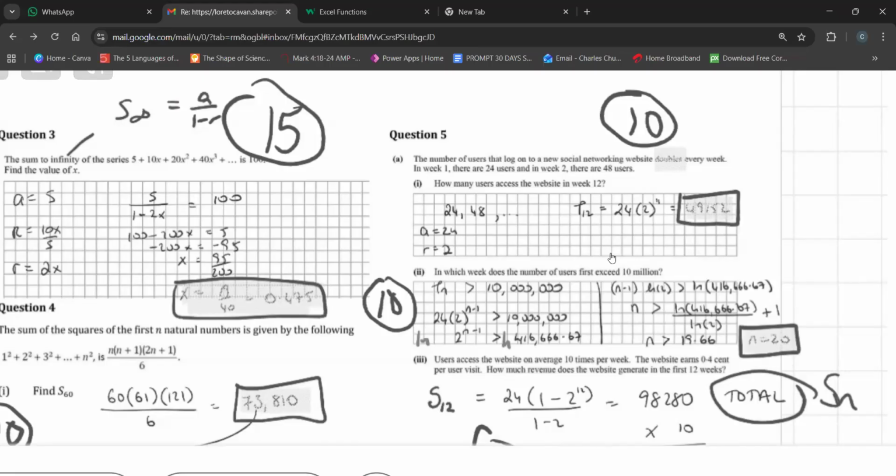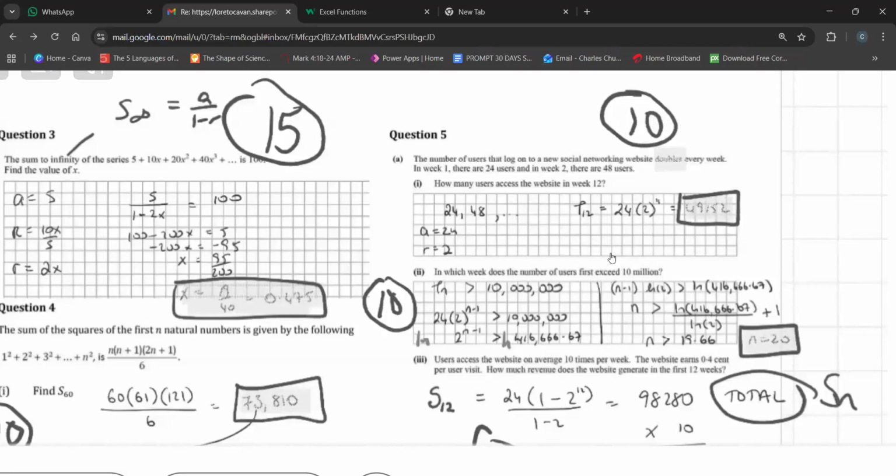Now, the second one says, in which week does the number of users first exceed 10 million? This one that talks about first exceed 10 million sounds like that one you were telling us about, the least. There was one question like that. This one is not an exact value. It said first exceed. So that means there will be a number of users that will eventually be more than 10 million. They want us to catch the first one.